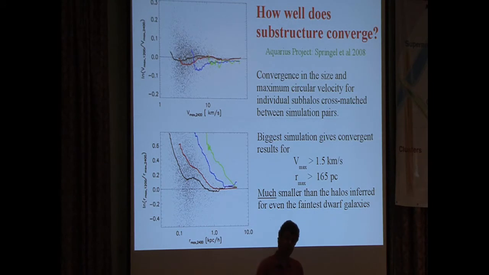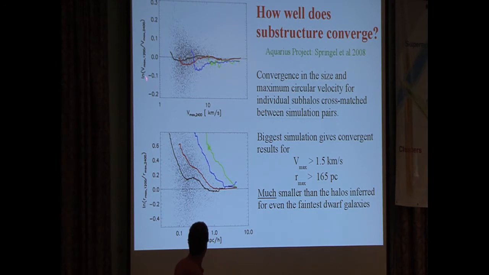Okay, but I showed you we can do better than this in a convergence test, because we can actually identify the same small lump in the different simulations. So you can take the small lumps at the different resolution and then ask, are their properties the same in 2 simulations run with different numbers of particles? And that's the test that's been done here.